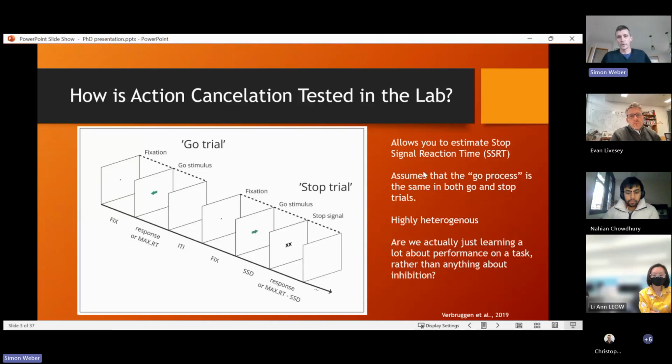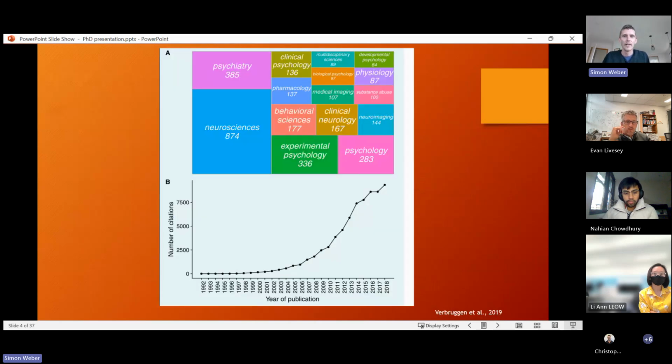And the other thing that I just want to note is that the primary purpose of the task is to assess the latency of stopping in the real world. And I just think it's important to question, is there a certain point where we're actually just learning about behavior in these tasks and not really generalizing it beyond that?